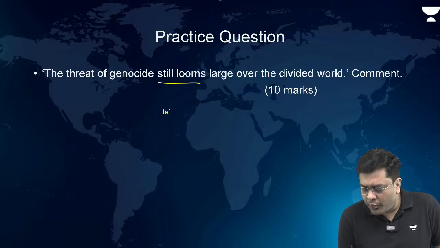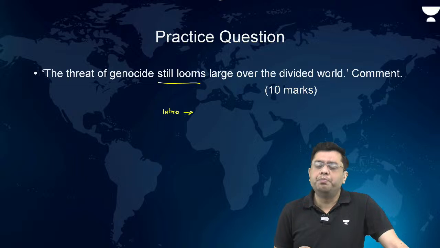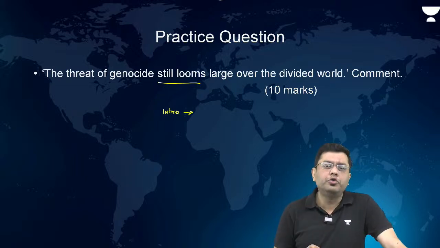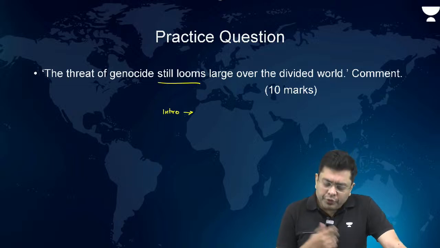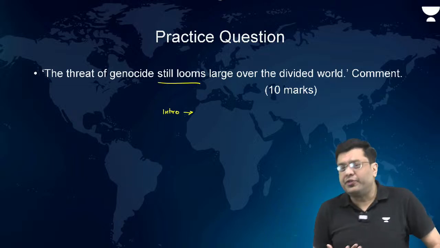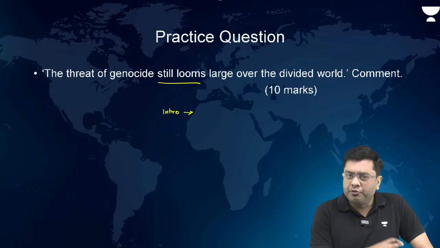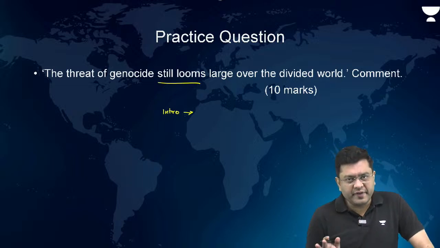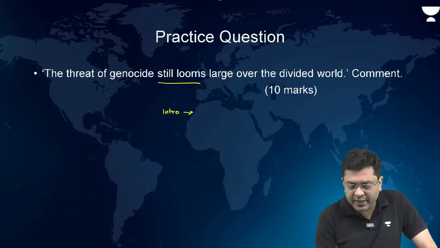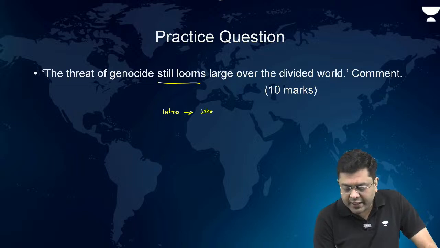So, in the intro, what do you write? Always very important to keep the intro brief, crisp, and also to the point. So what is it that you will write in the intro? You will talk about what is genocide, right? And where is it defined? As per the Convention of 1949. So what is genocide? That is something you have to talk about.